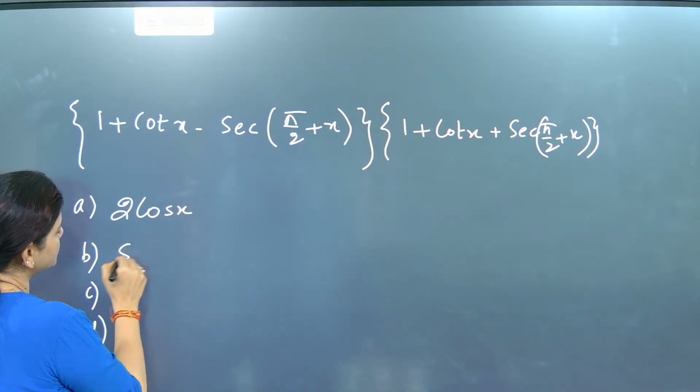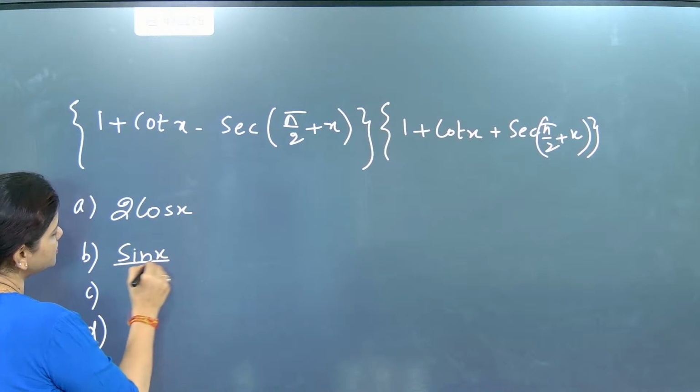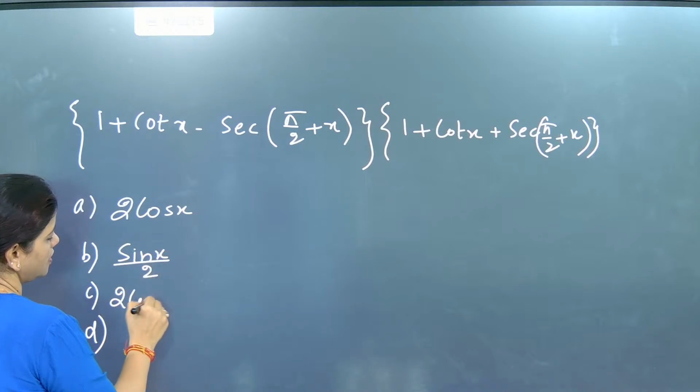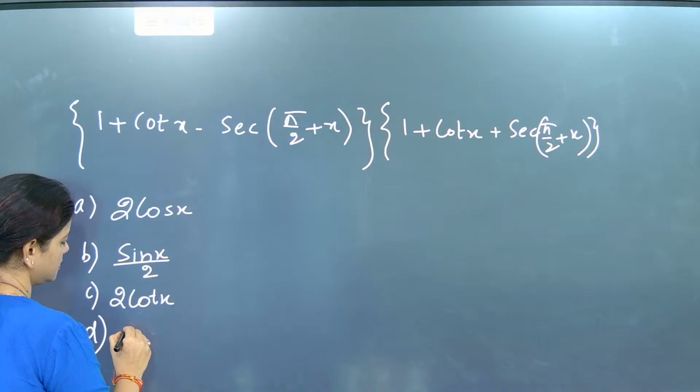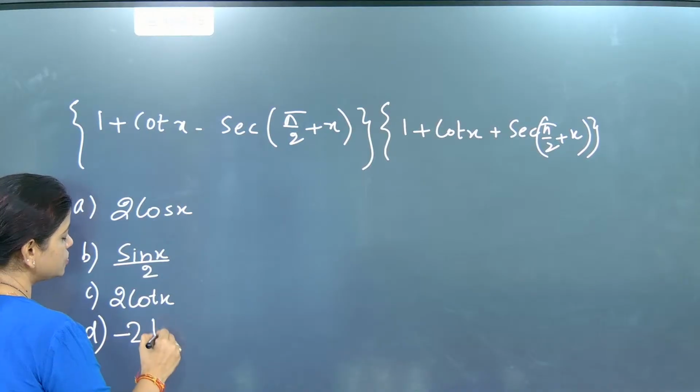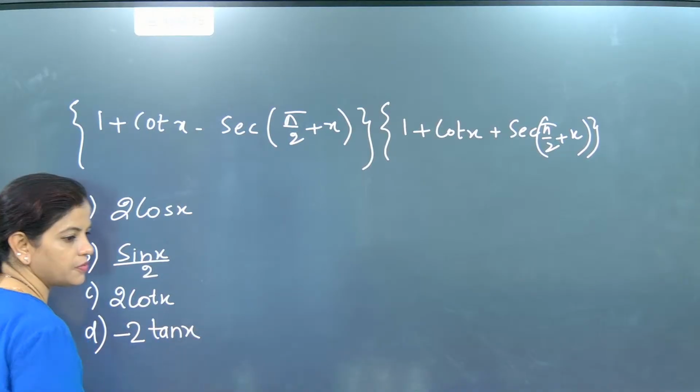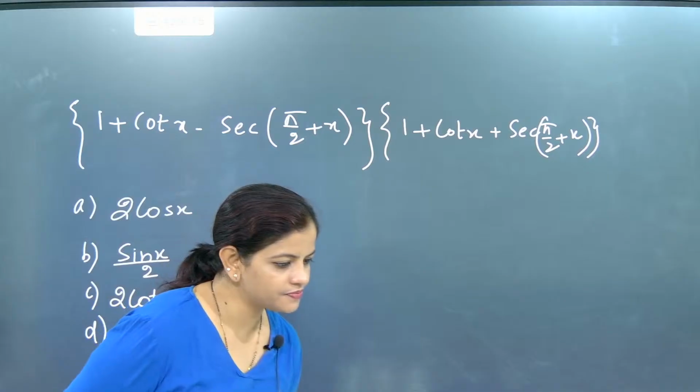2 cos x sin x by 2, 2 cot x minus 2 tan x. Come on, start solving the question.